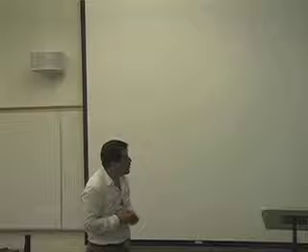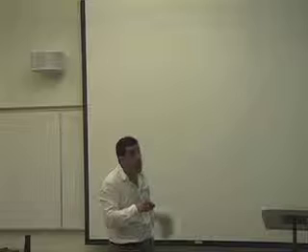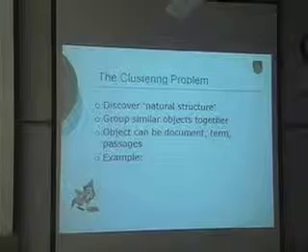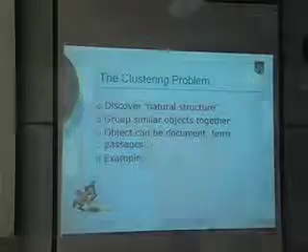So we have several kinds of clustering. What clustering does is discover natural structure, grouping similar objects together. The object can be the document. We can do clustering of documents, of terms, or of words. The most usual application is to do clusters of words. So in that way, I can establish a certain relationship.